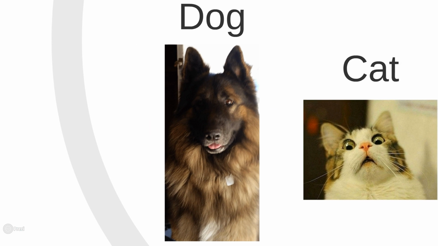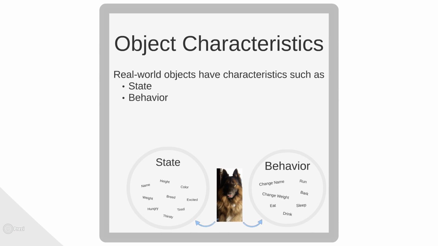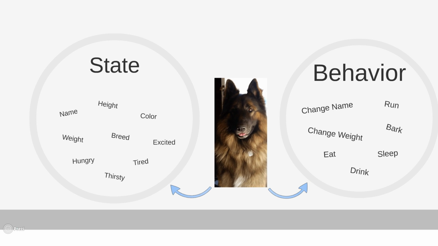Since the cat seems kind of surprised, why don't we focus on the dog? What is the dog object? Well, it's a real-world object, something that we can see and touch, and it has states and behaviors. The states of the dog would be things like its height, its weight, its name, its color, its breed, and behavior of the object will be things like running, barking, sleeping.